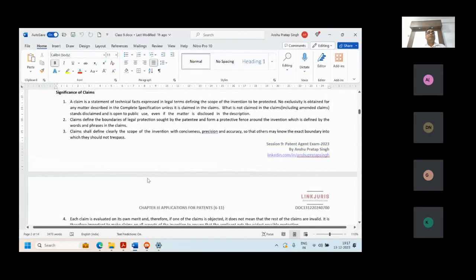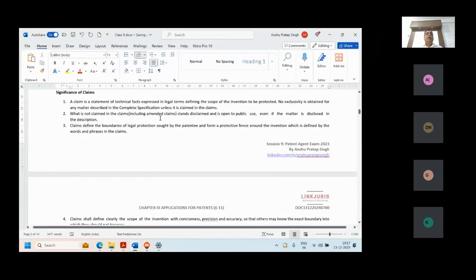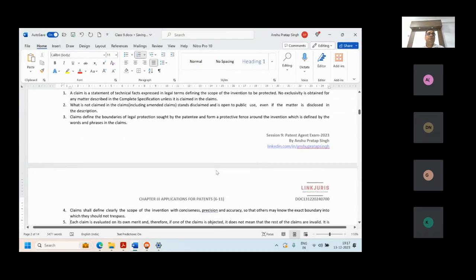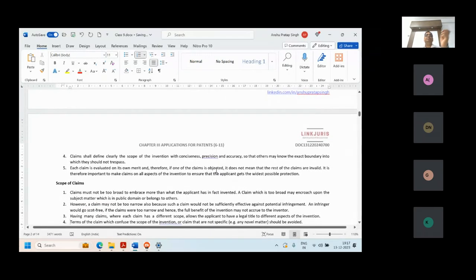As I told earlier, claim significance is that a claim is a technical statement with a legal effect. What is not claimed in the claim stands open to public use, even if the matter is disclosed in the description. Claims define the boundaries of legal protection sought by the patentee and form a protective defense around the invention, as I have told. Now, it should clearly define the scope of the invention, with conciseness, preciseness, precision and accuracy. This is the very important thing. Your claim should be very clear so that everyone knows that this is the boundary which they do not have to cross. That's what it is.